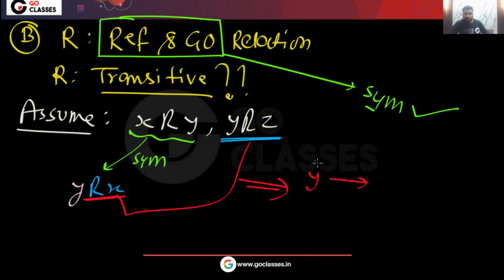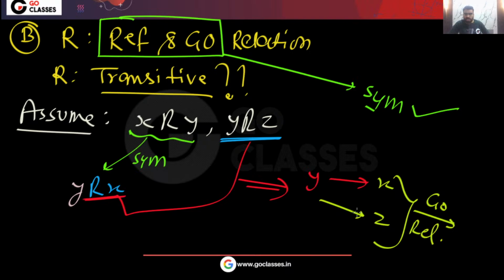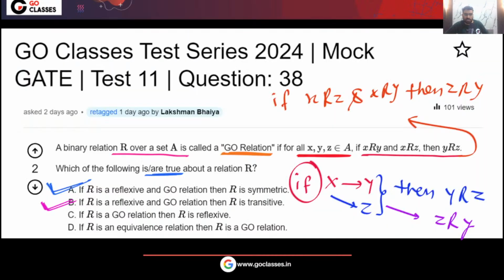So you can see Y is related to X, Y is related to Z, and because of the Euclidean relation, what will happen? Please tell me. X will be related to Z or not? Yes or no? Because of the Euclidean relation, X will be related to Z. So this is your transitive. We have proved that this will be transitive. So this is also correct.